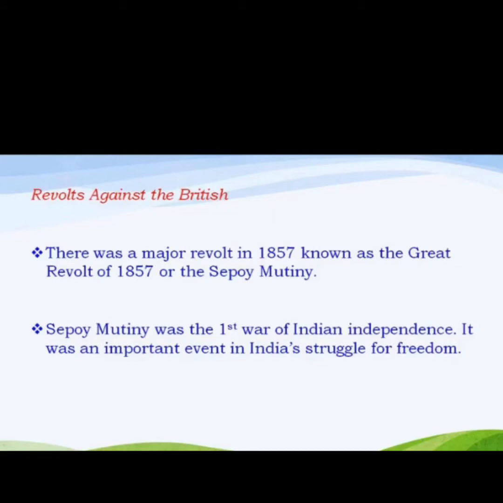Revolt against the British. Ever since the coming of the British, in different parts of India, the people have been protesting against their unfair policies. Hence, there was a major revolt in 1857 known as the Great Revolt of 1857 or the Sepoy Mutiny. Sepoys were the Indian soldiers serving in the British Army. Hence, the Sepoy Mutiny was the first war of Indian independence. It was an important event in India's struggle for freedom.